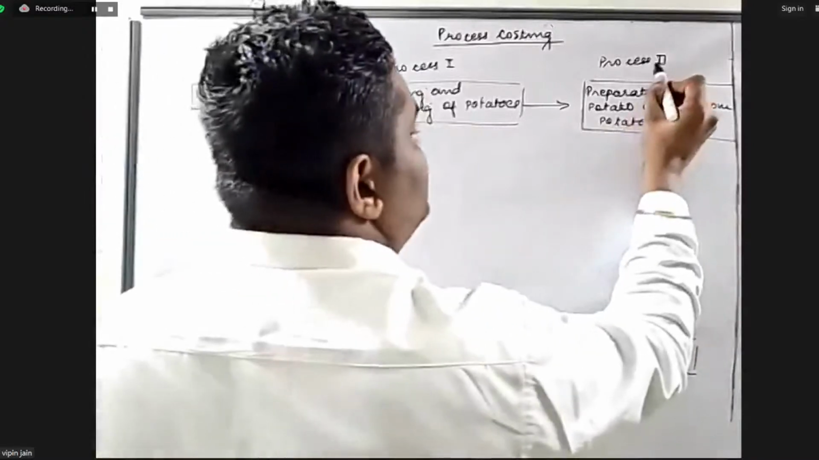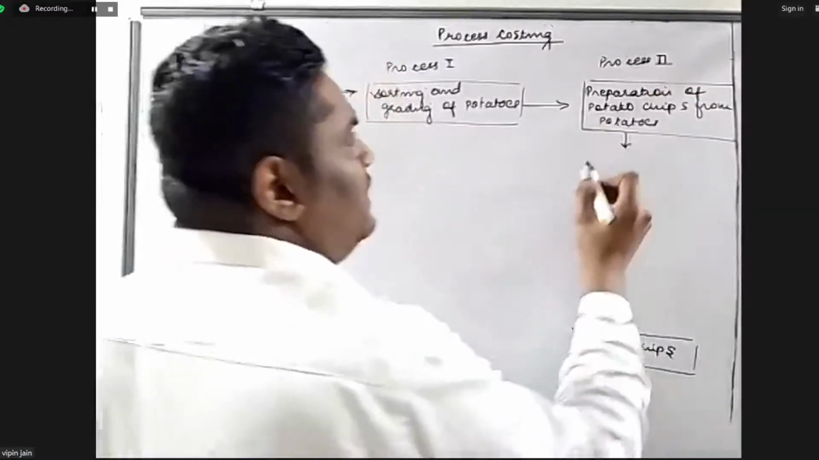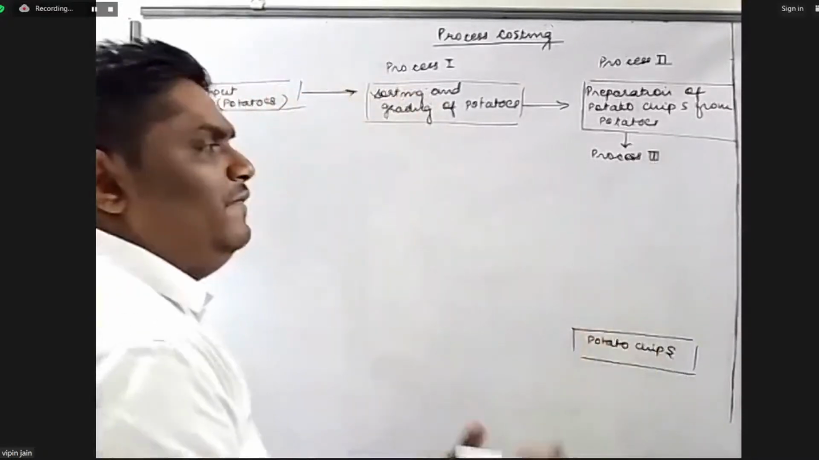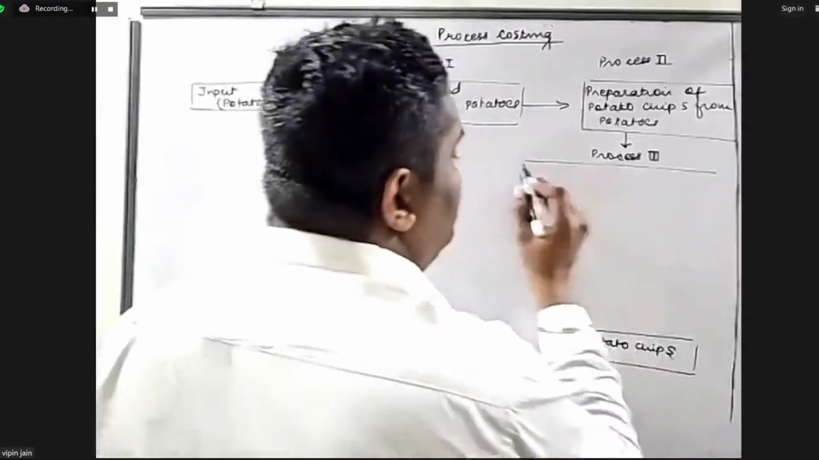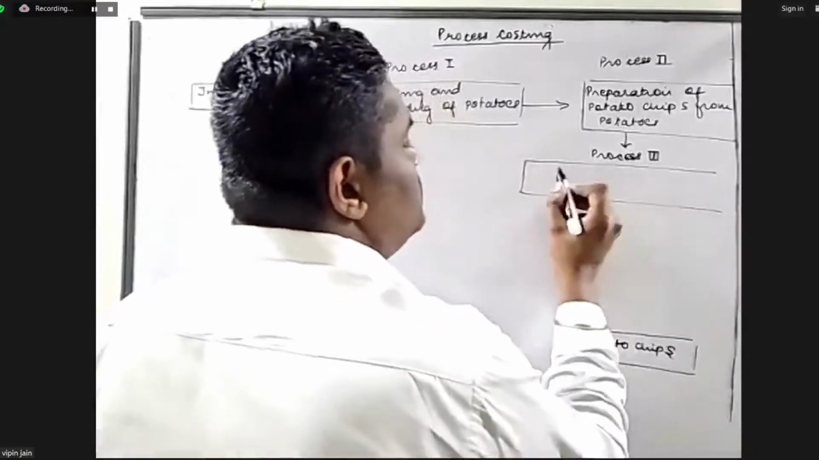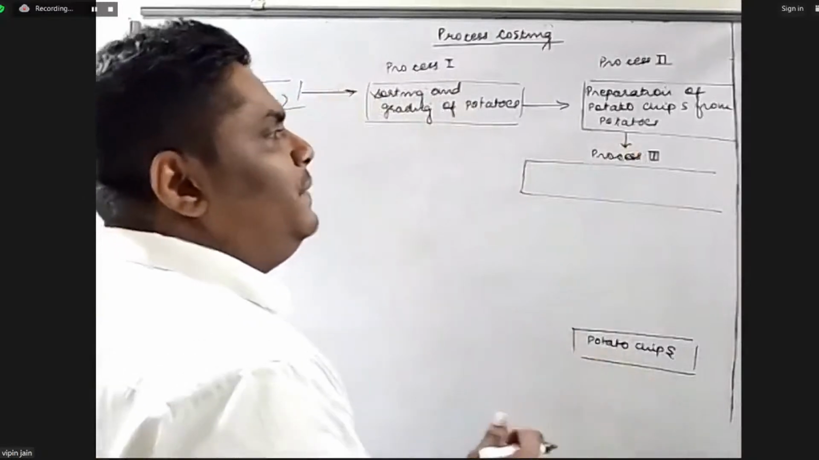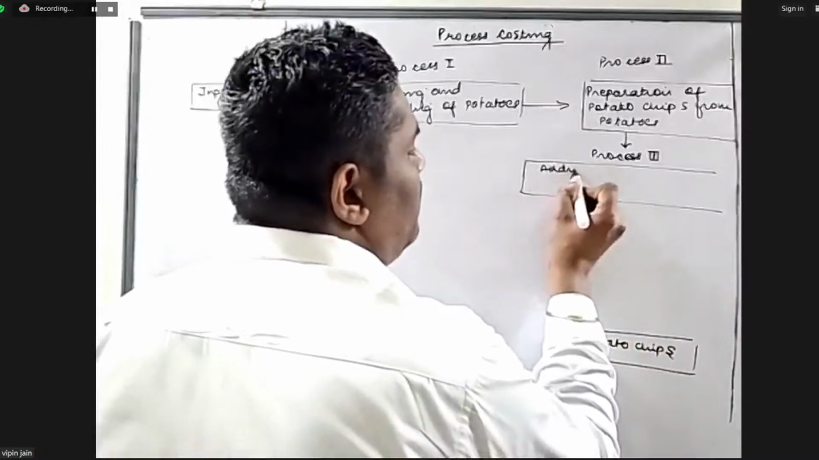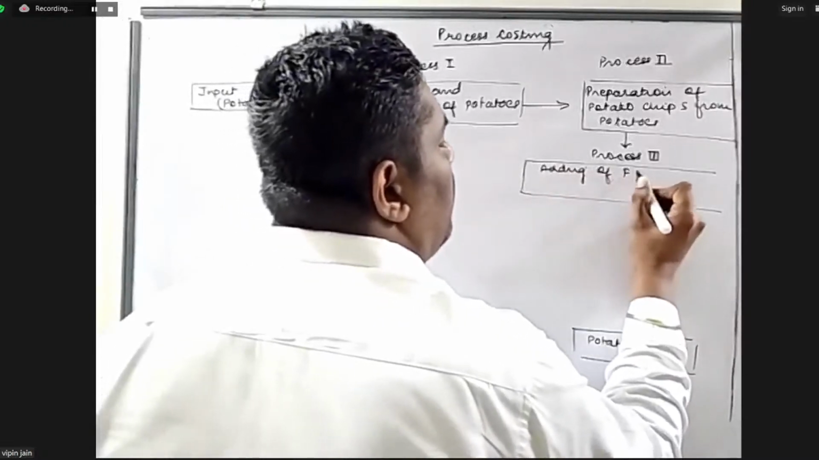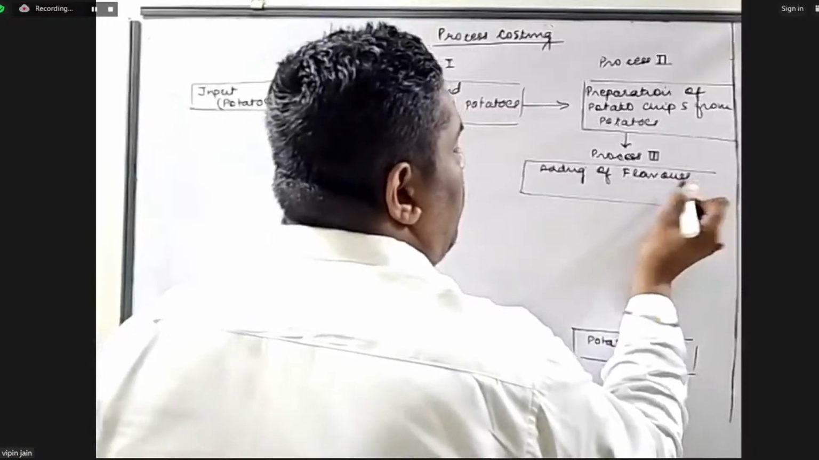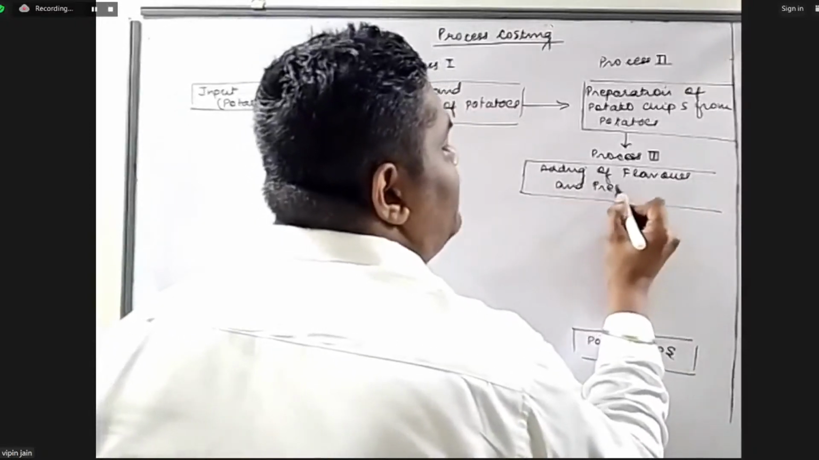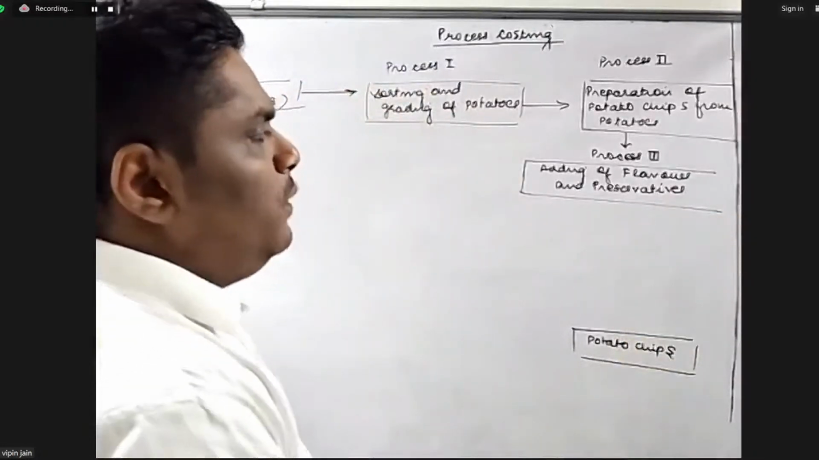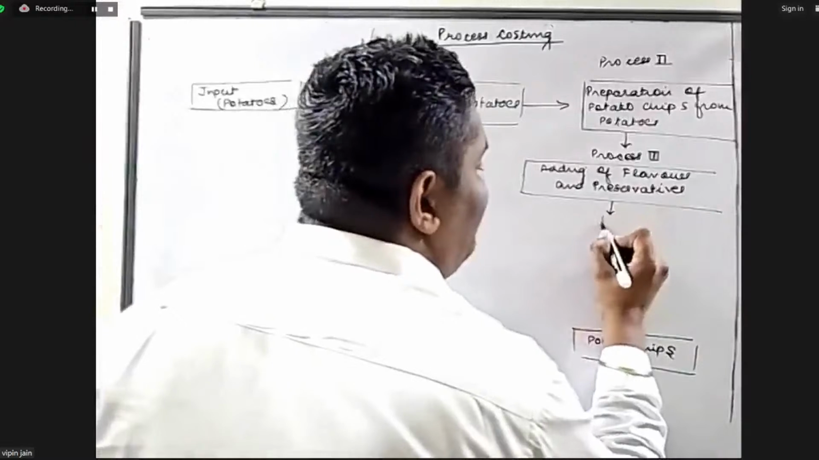Once this process gets over, let's say the next process starts wherein we do add some sort of preservatives and flavor to improve the taste. So let's say the output of process second, that is after preparation of potato chips, is transferred to the next process wherein we do add flavors and preservatives. Now let's say there is one more process wherein we do the packing and finishing job.